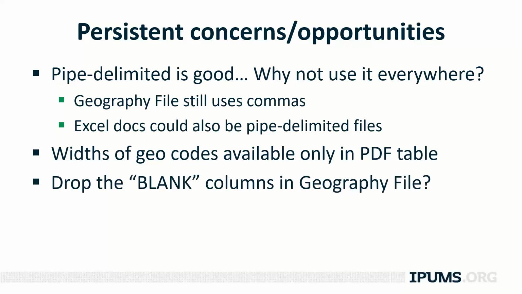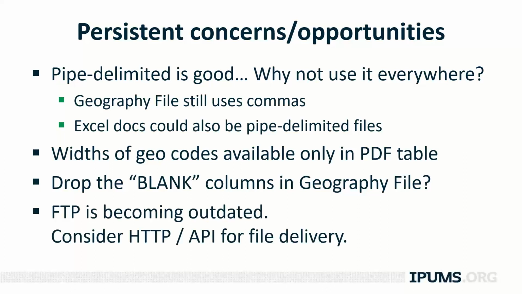Something to suggest going forward is that traditionally the summary file geographic file has included several large blank columns. I assume because it was a fixed width format, so you wanted to preserve some space to include additional, potentially additional geographic codes in the future. Those shouldn't be necessary now that we're going to a pipe delimited format, so you might drop those.